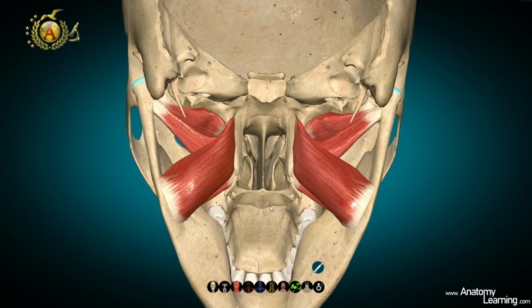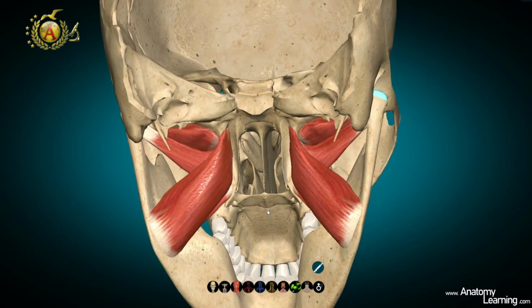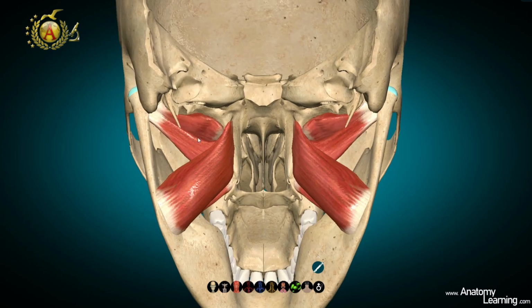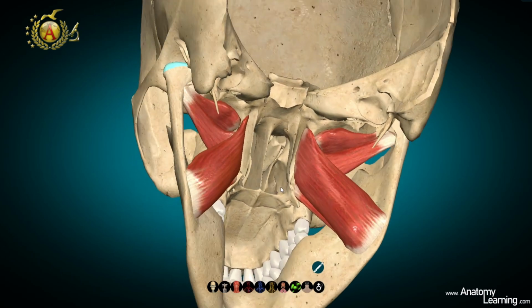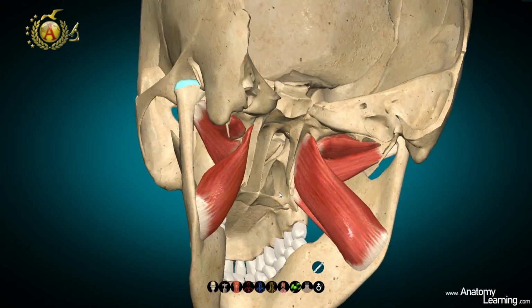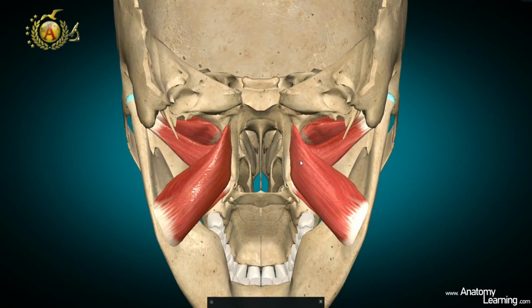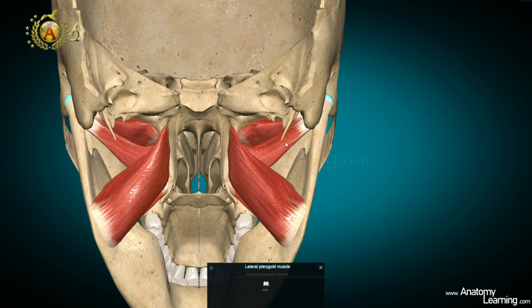Of somewhat more complex understanding are the pterygoid muscles. These are two muscles that are internal to the surface of the face. We have a medial pterygoid muscle and a lateral pterygoid muscle.